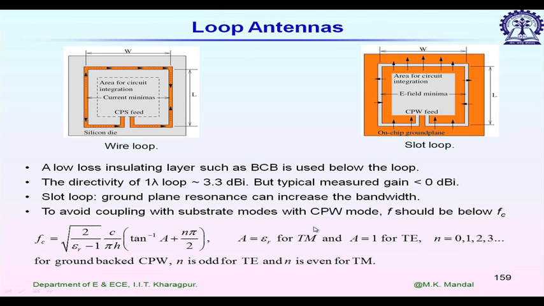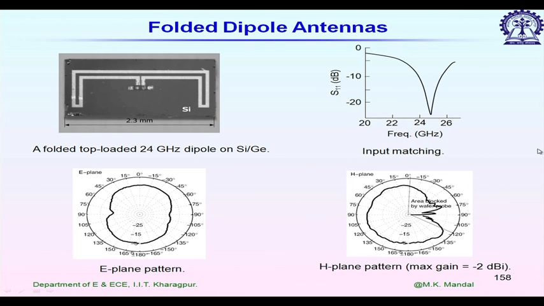Next example is the loop antenna. We can have a wire loop and we may also have a slot loop. Okay, so let us take one break, then we will continue with the on chip antennas.